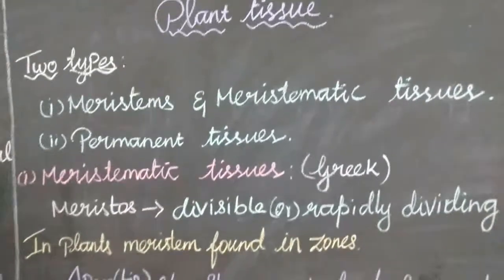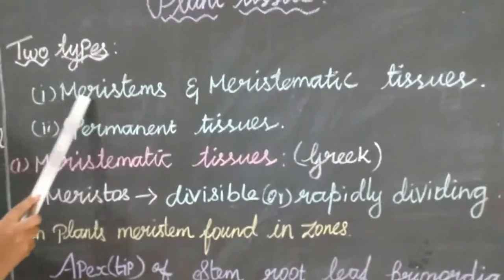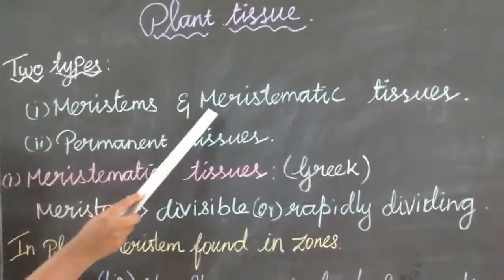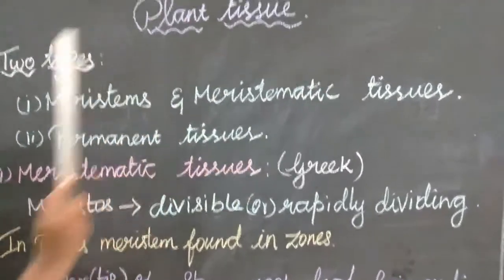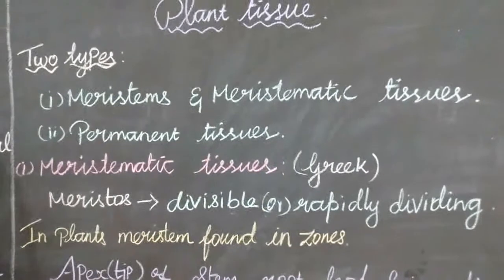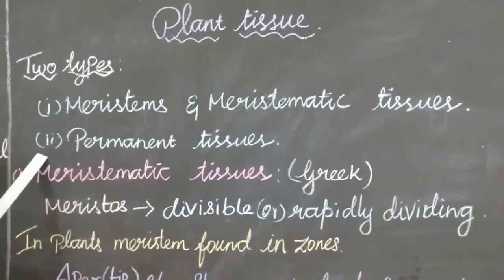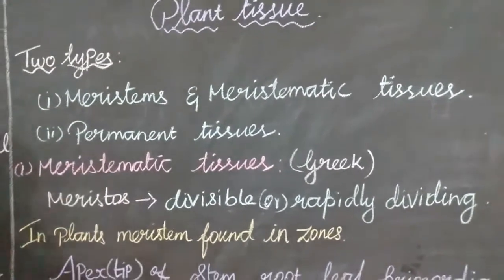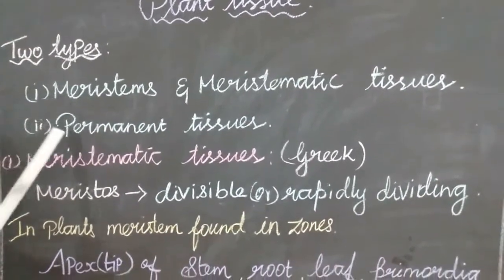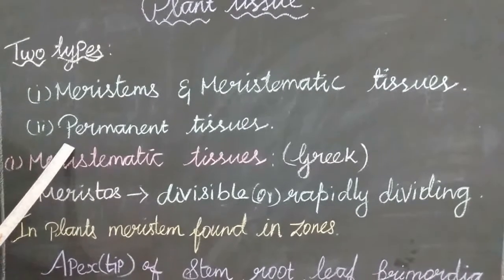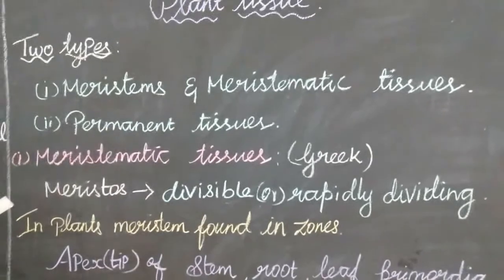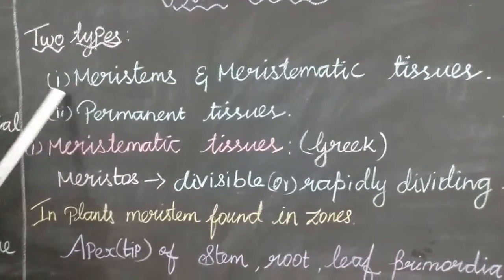What are they? The first one is meristems, or meristematic tissues. The second category is permanent tissues. So, two types: meristem and permanent tissues. The meristem is otherwise called meristematic tissue.